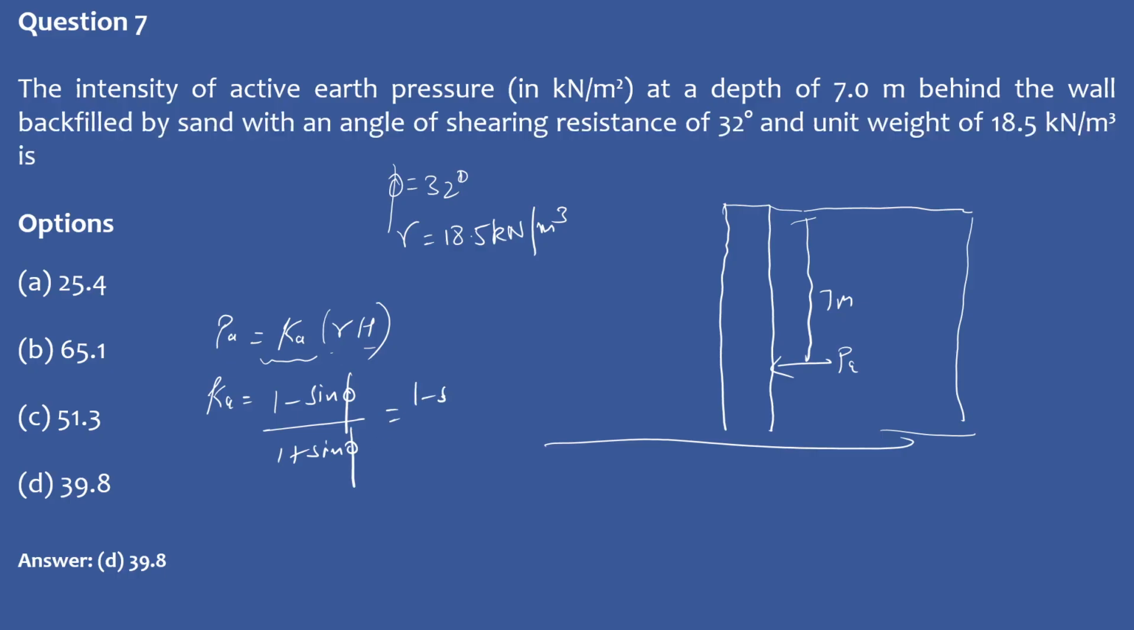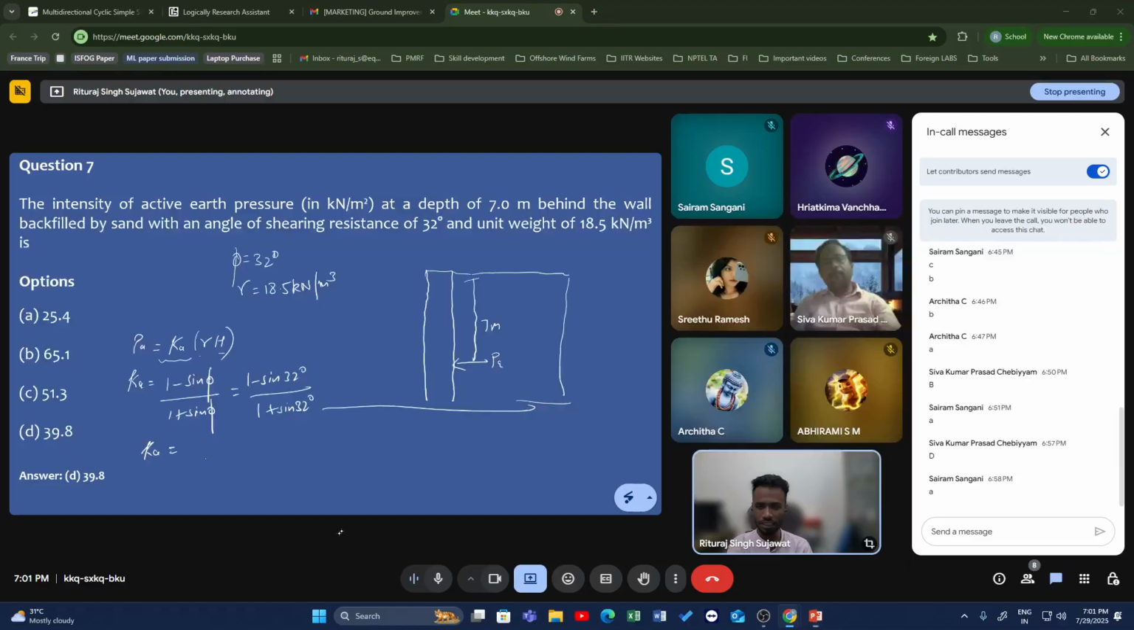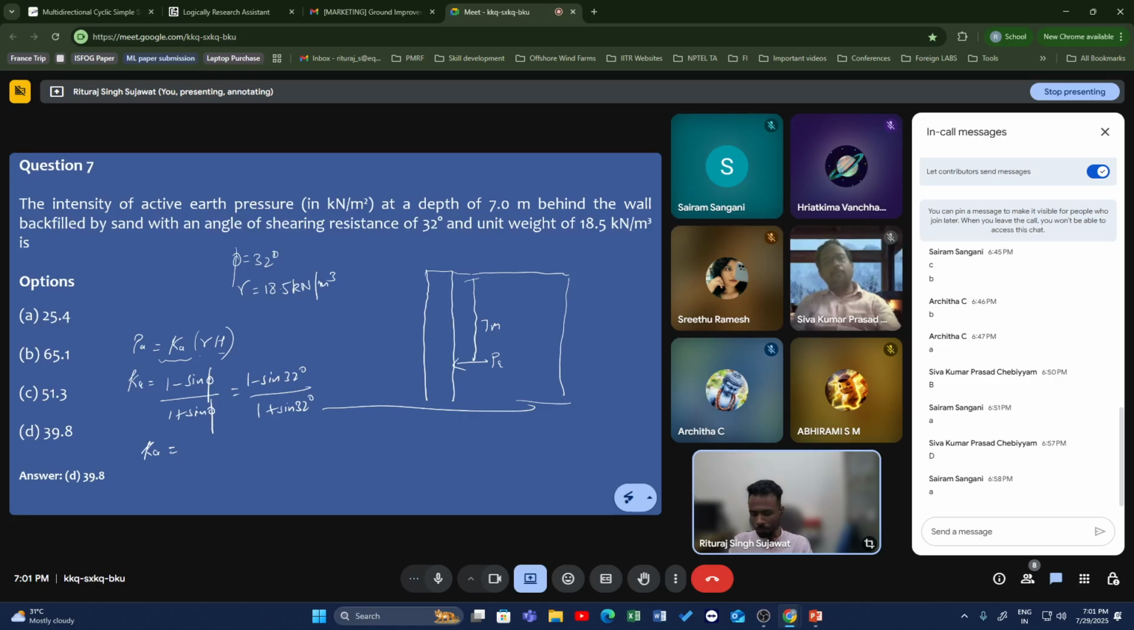So the value which is given to you is 1 minus sine 32 degree, then you have 1 plus sine 32 degree. With the help of this, you can get what is the K. So what is the K value, guys? I'll do it with my calculator. 1 minus sine 32 divided by, sorry, 1 plus sine 32. So it's basically 0.31307, I'm getting.